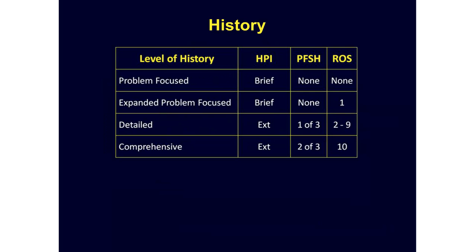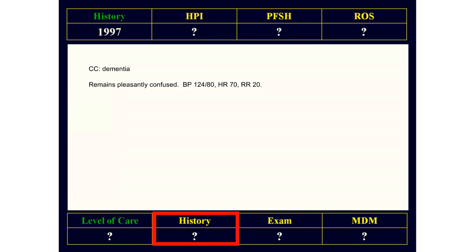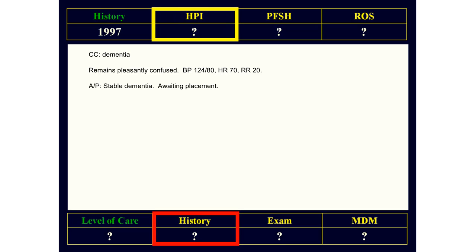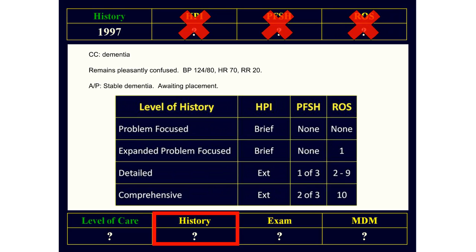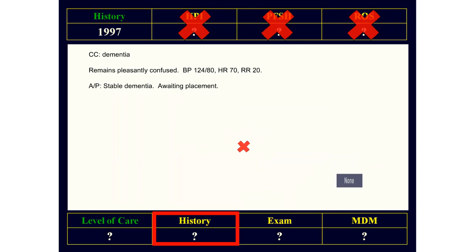Looking at the history, this is the table we use to figure out what level of history has been recorded. For this note, no elements of HPI, PFSH, or review of systems have been recorded. Therefore, this would not qualify for any level of history. The next step is to check the physical exam.